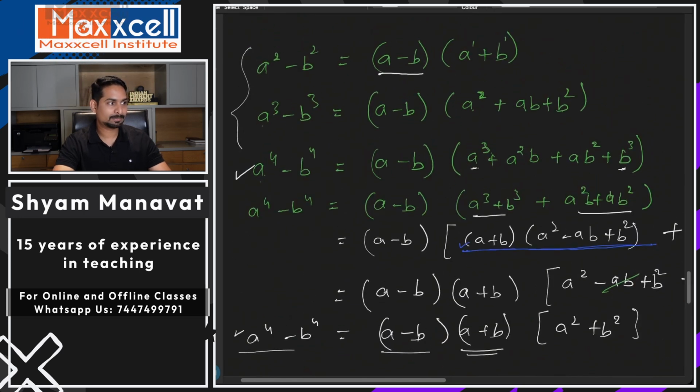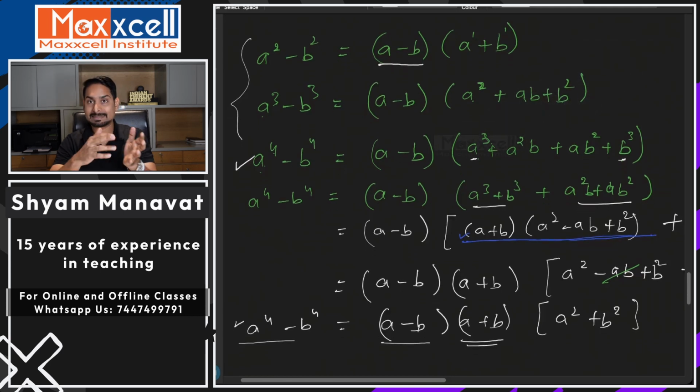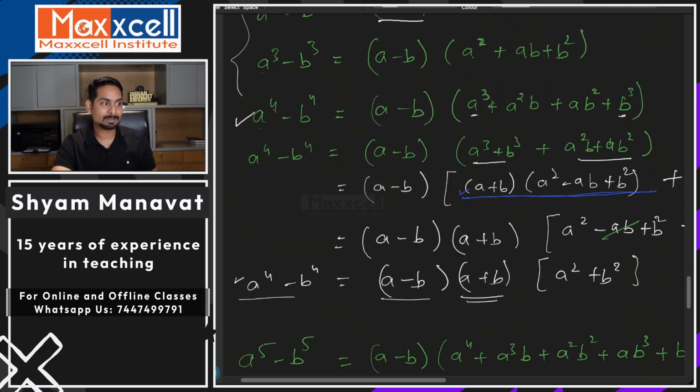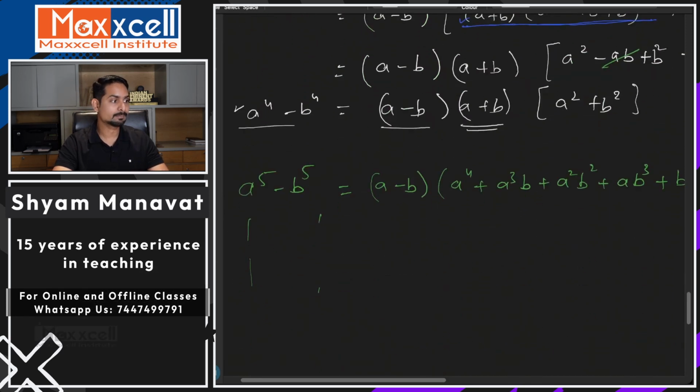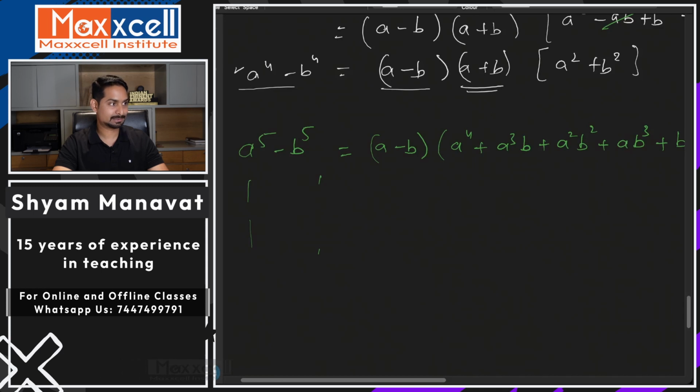So I hope a square minus b square is clear, a cube minus b cube is clear, a to the power 4 minus b to the power 4 is clear, right? Now a to the power 4 minus b to the power 4, if I further factorize the second factor, I also get a plus b as one factor, right? Now let me write some generalizations for you here, some general properties and characteristics which we can understand.